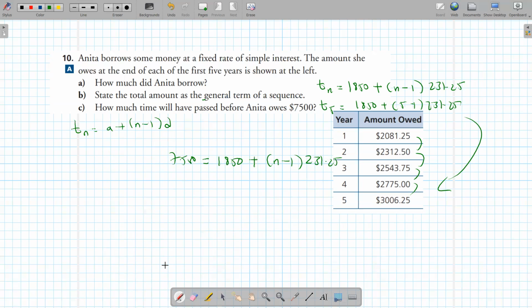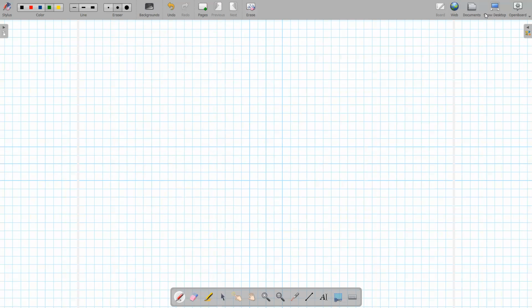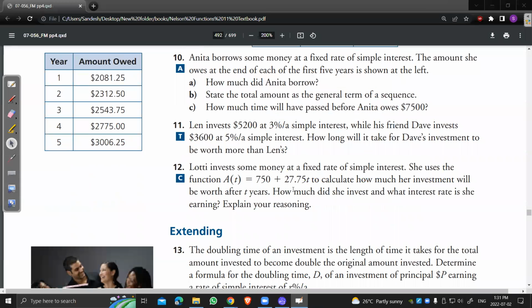You subtract 1850. Yeah, that's right. What do you do after that? You divide by 231.25. Yeah. And then you subtract 1, yeah? Or add 1, sorry, you add 1. So you get n is 25 years. 25 point something years, but yeah, there we go. Still simple interest, but this is one of those questions where we didn't have T, nor did we have R.